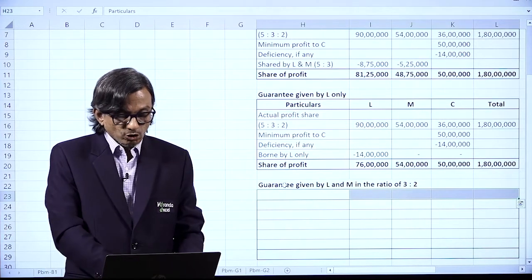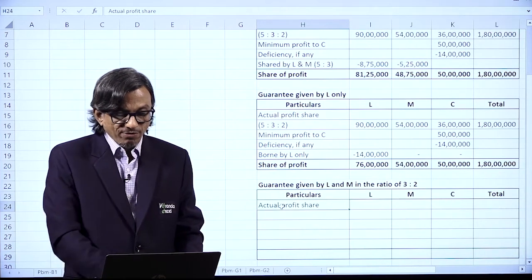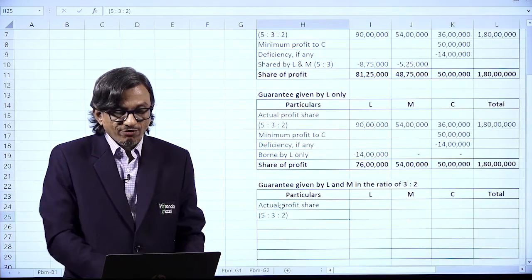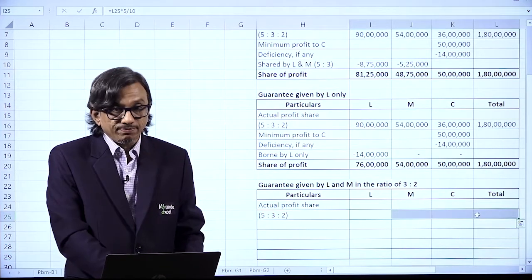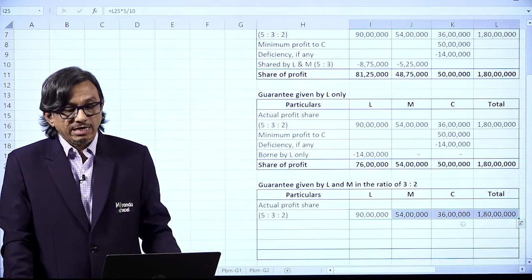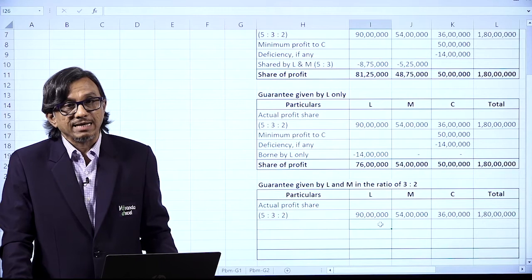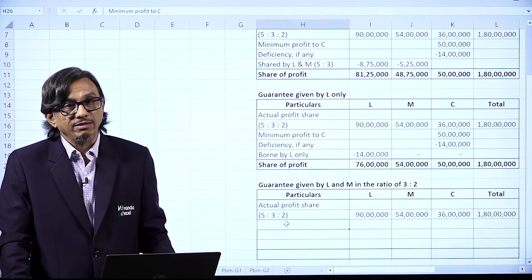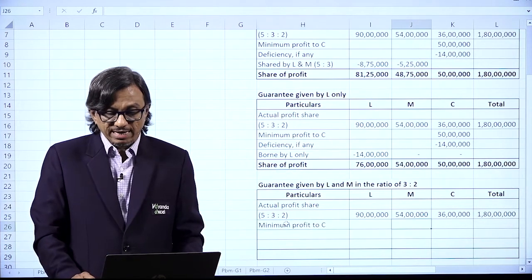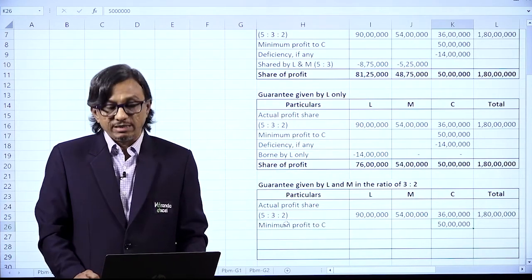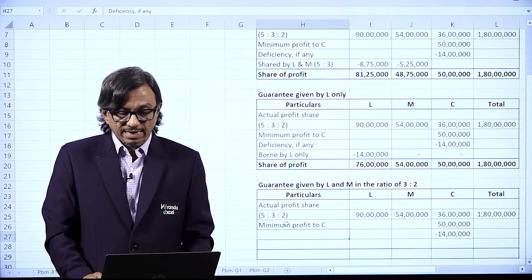As in the earlier situation, put it in a proper format. What is the actual profit share? The ratio of 5:3:2. L's share will be 90 lakhs. M share will be 54 lakhs. C share will be 36 lakhs. Is there any deficiency? Yes. C is guaranteed a minimum profit of 50 lakhs, but he is getting only 36, resulting in a deficiency of 14 lakhs.